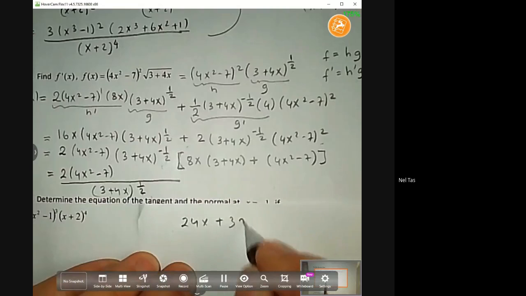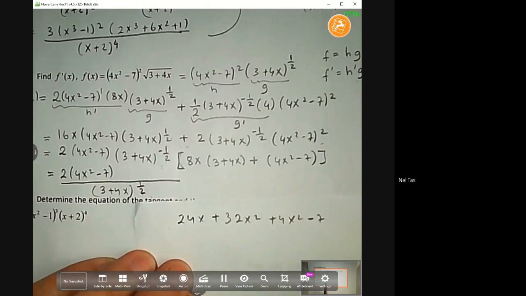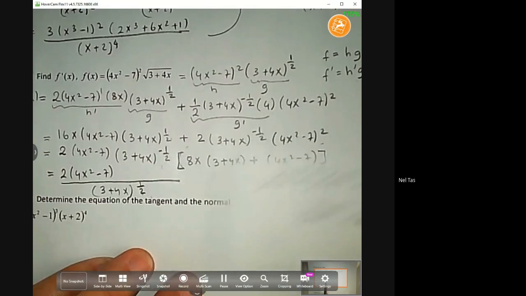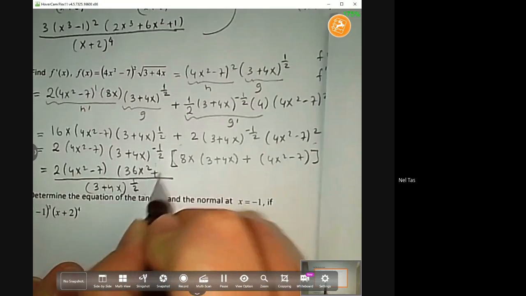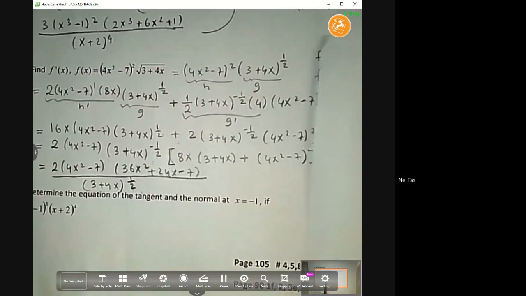24x plus 32x squared plus 4x squared minus 7, 36x squared plus 24x minus 7. Okay. So 36x squared plus 24x minus 7. If you get something factorable there, you should continue factoring.